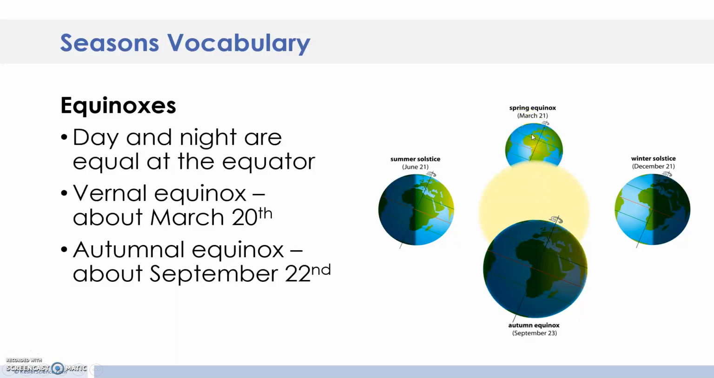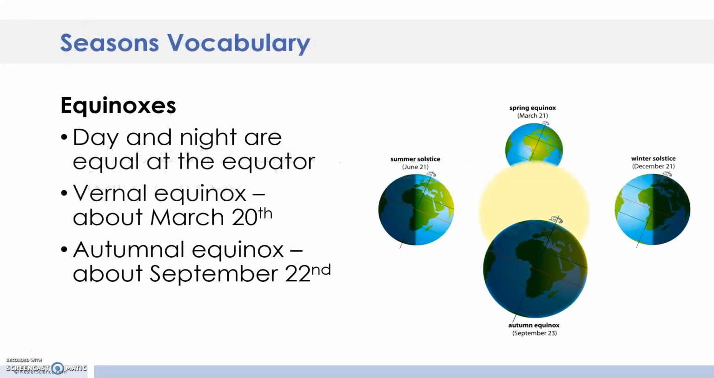So sometimes it's going to be about March 20th, and then the autumnal or fall equinox is September 22nd-ish. Sometimes it's the 23rd. It really just depends. Because both the northern and southern hemispheres are getting the same amount of sunlight for spring and autumn or fall, that's why we get an equinox. It's going to be exactly 12 hours of day, exactly 12 hours of night at the equator on those days.